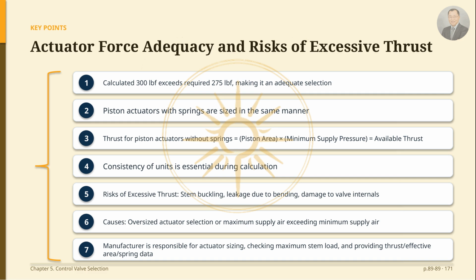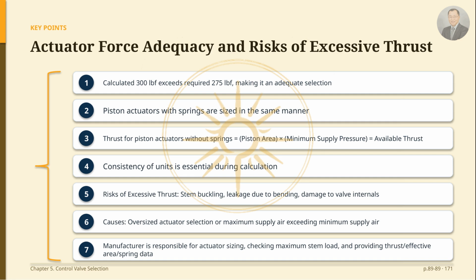However, the thrust of a piston actuator without springs is calculated more simply as the piston area multiplied by the minimum supply pressure to find the available thrust. It is important to ensure that unit consistency is maintained here. Meanwhile, if an actuator supplies too much force, problems may arise. The stem could buckle, bend enough to cause a leak, or valve internals could be damaged. This occurs when the actuator is too large, or the maximum air supply exceeds the minimum air supply available.